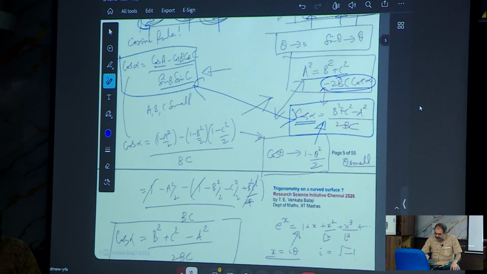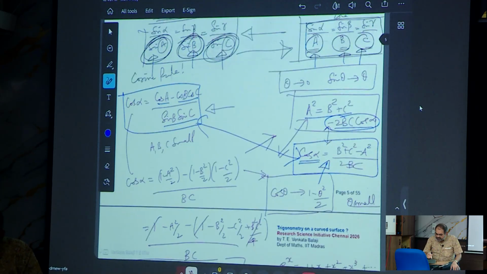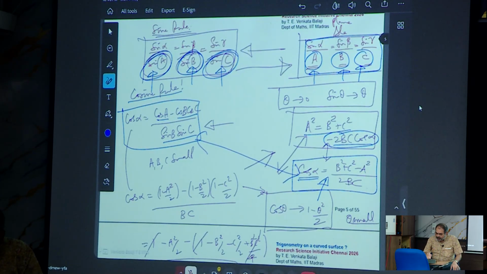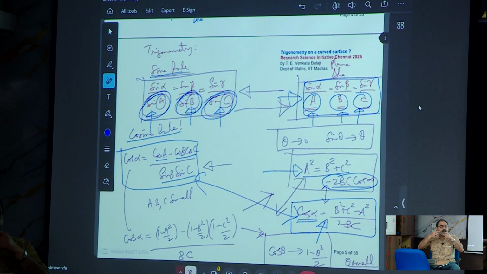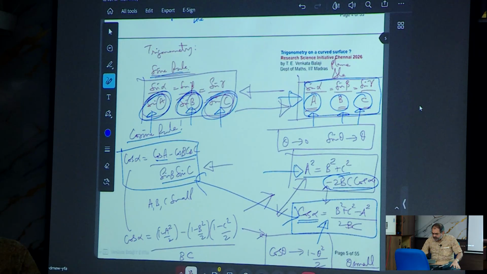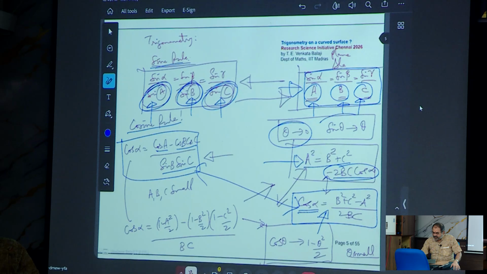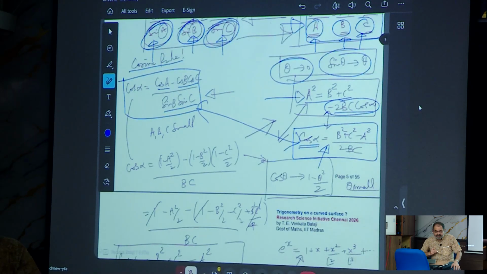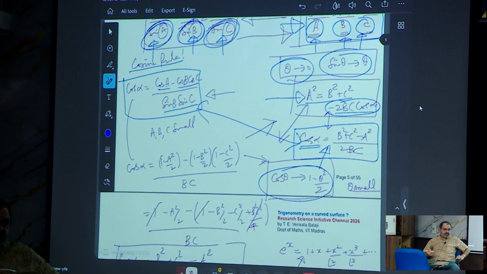So you see, I also explained to you that this cosine rule and the sine rule become the ordinary sine rule and the ordinary cosine rule when you make the sides of the triangle very, very small. Then you use the approximation that as theta tends to 0, sine theta tends to theta, and cos theta tends to 1 minus theta squared by 2. If you do that, you get your usual sine rule and cosine rule.